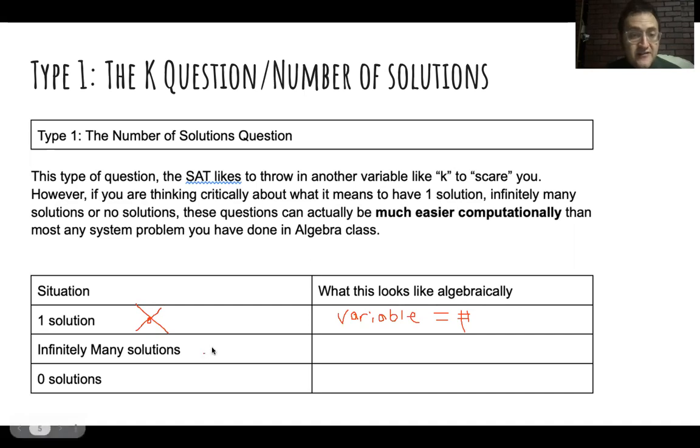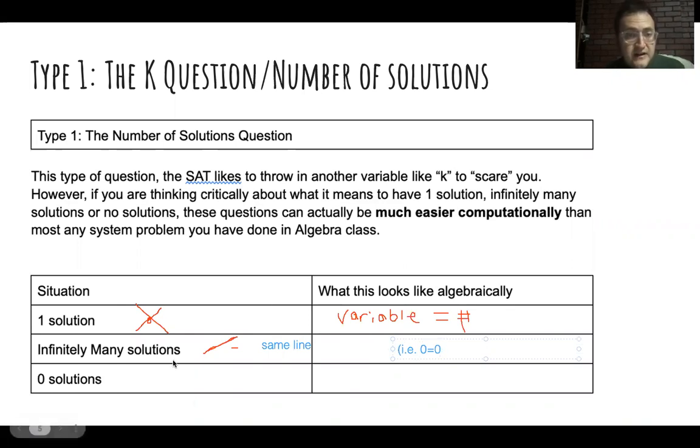Infinitely many, this is the situation where we have the same line. And this is a situation where maybe we would see something like, after performing elimination, 0 equals 0. So that's something that's always true.